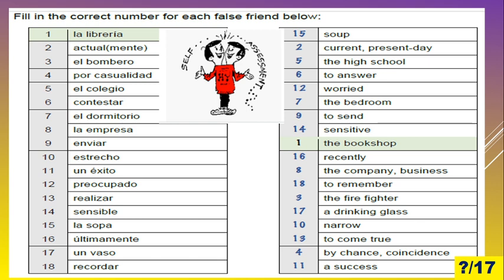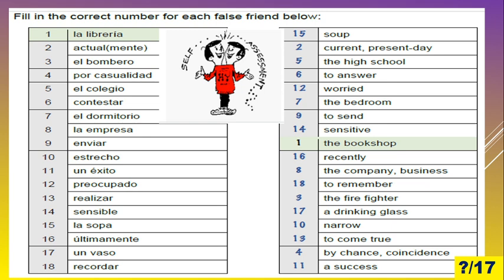Here we are then, self-assessment. So give yourself a score out of 17. Check the answers on the side. I'm not going to go through them all, but some of the most popular ones that people do get confused. Number 2, actualmente, for the current or present day, because it sounds like actually, and it isn't that at all.